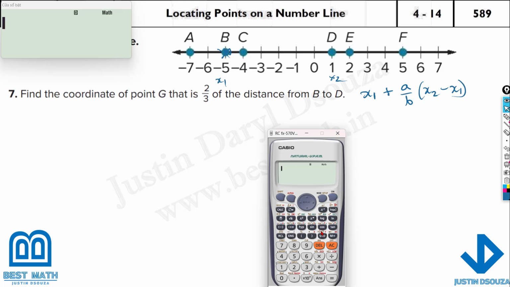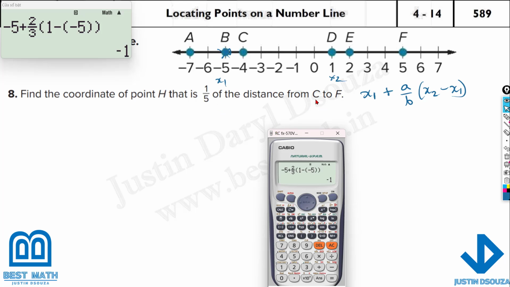So x1 is given as minus 5 plus, what's the ratio? 2 by 3. Multiply it with, sorry, press next and then use the bracket. Now multiply it with the second term, x2, that is 1 minus. Now use the bracket because we already have a minus in the formula, and x1 is also minus. This is minus 5. Close the bracket twice, and here we go. Answer is negative 1. Similarly, you can solve these very straightforward problems.